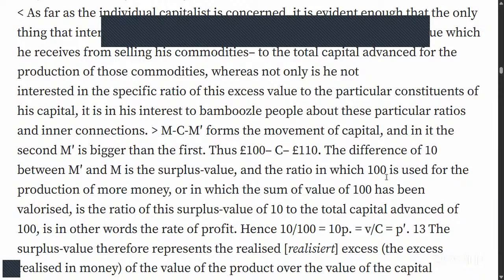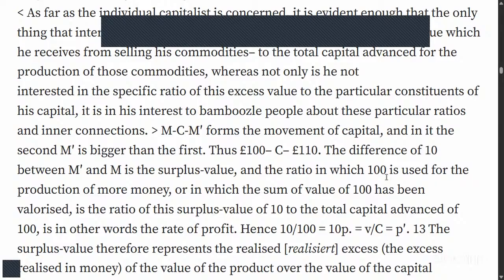which 100 is used for the production of more money, or in which the sum of value of 100 has been valorized, is the ratio of the surplus value of 10 to the total capital advanced of 100. It is, in other words, the rate of profit. Hence, 10 divided by 100 equals 10%, p equals lowercase v over capital C equals P prime.